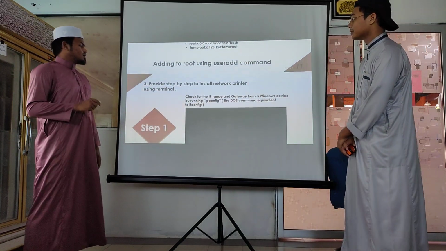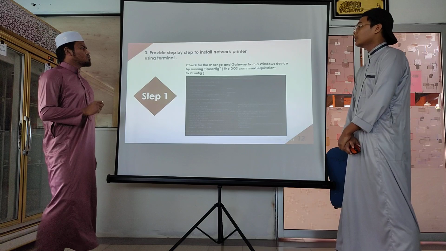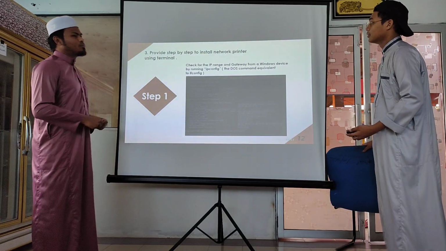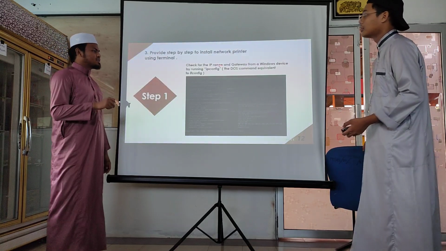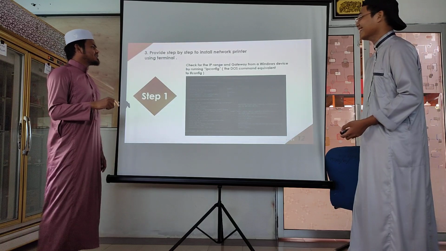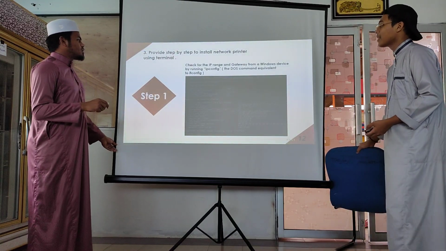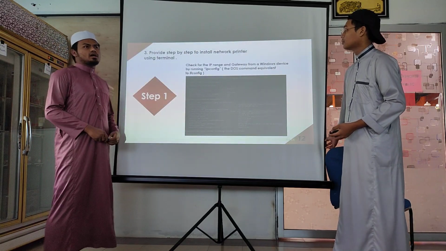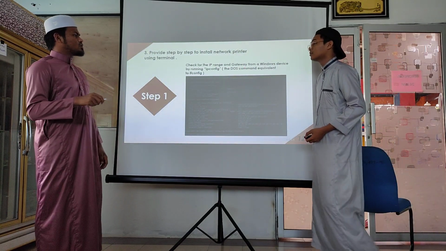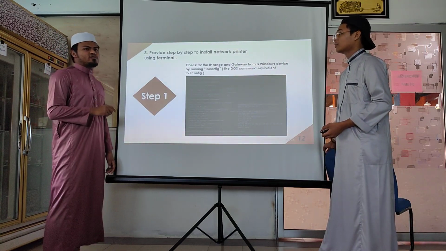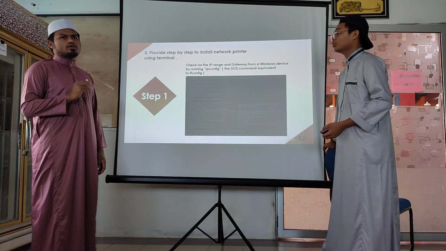So next question. The next question is how we install a network printer using terminal. We must use a terminal like this. So the first step, we check the IP range and gateway from a Windows device by running ipconfig. Ipconfig is the DOS command equivalent to ifconfig. Ipconfig for Windows and ifconfig for Ubuntu.